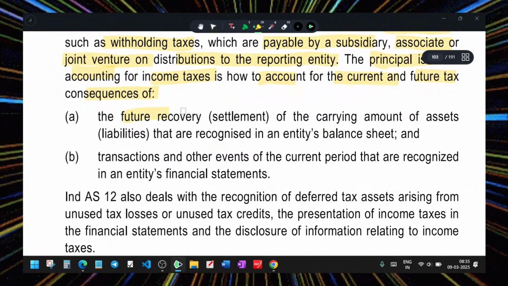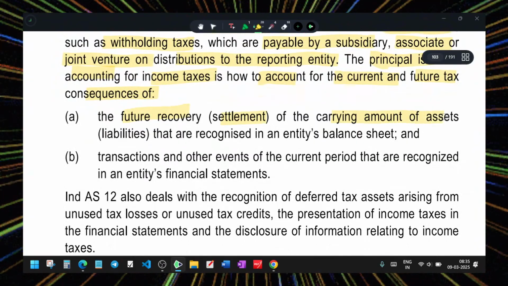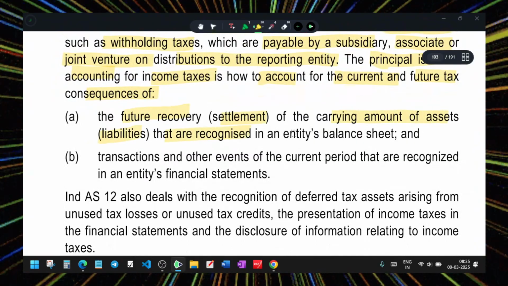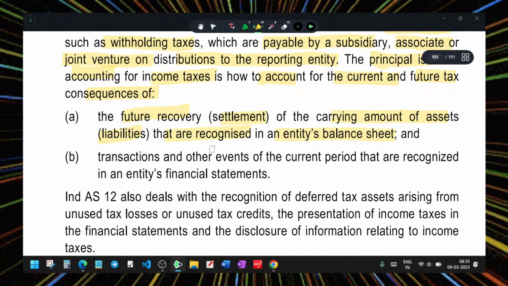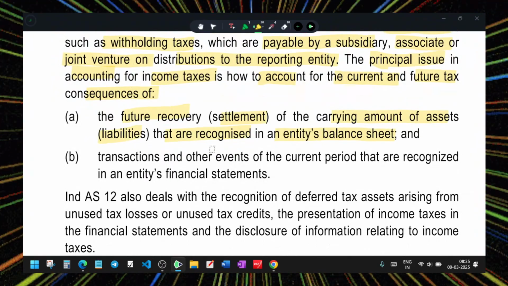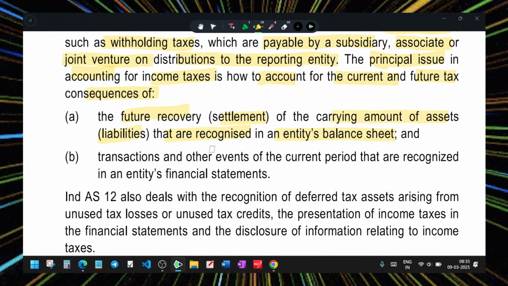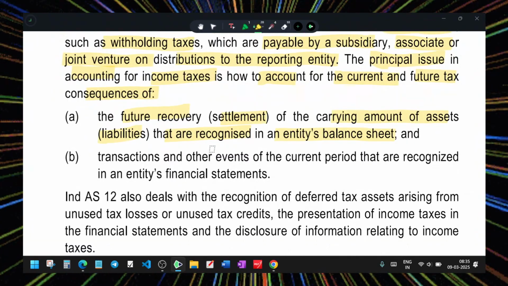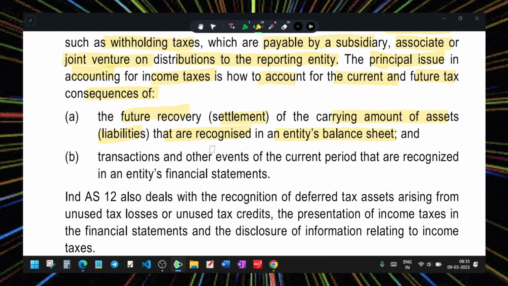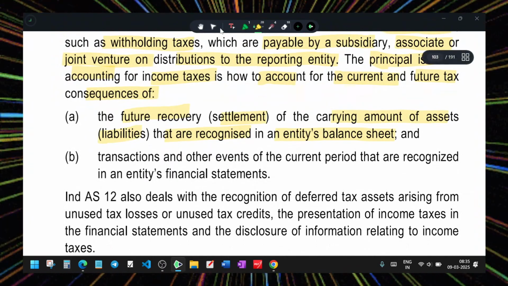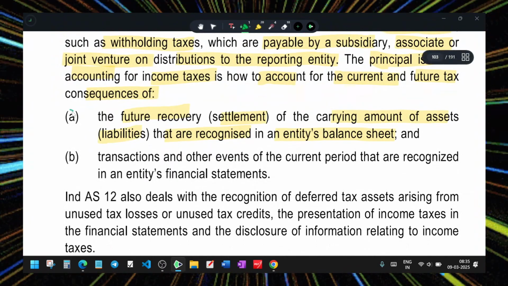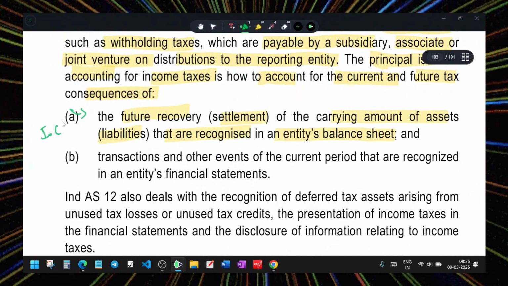The future recovery or settlement of the carrying amount of assets and liabilities that are recognized in the entity's balance sheet. What is the future recovery? For an asset, it is the tax I am going to pay, or a settlement I am going to make. For example, I am going to incur some expenses, and then it is a taxable expense. Liability we can go into as a different concept as per the income tax.